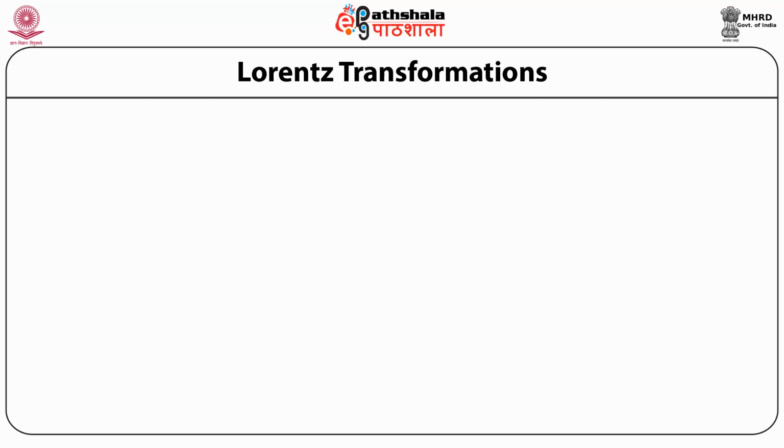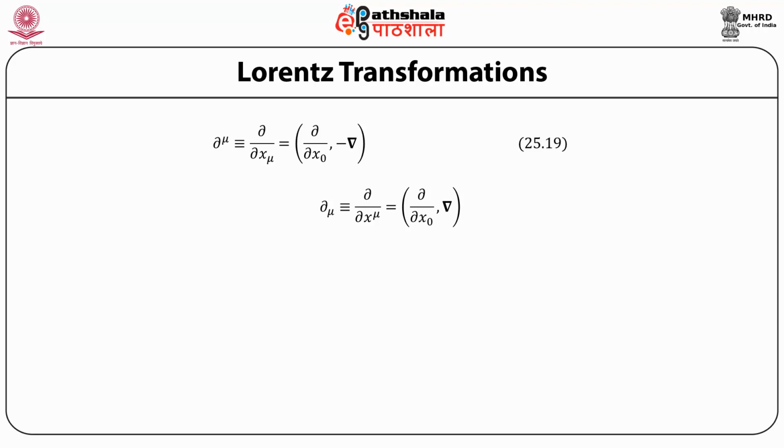That is, the contravariant ∂^μ is equal to the ∂/∂ of covariant x_μ, which is equal to ∂/∂x_0, comma, minus del operator. The covariant ∂_μ is equal to ∂/∂ of contravariant x^μ, which is equal to ∂/∂x^0, comma, del operator.